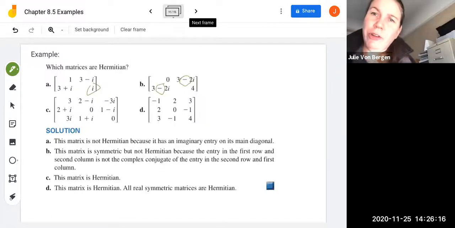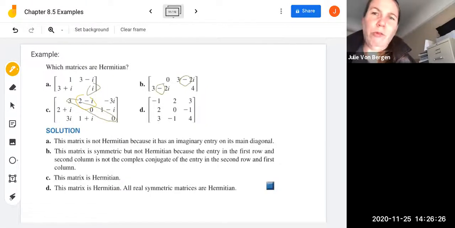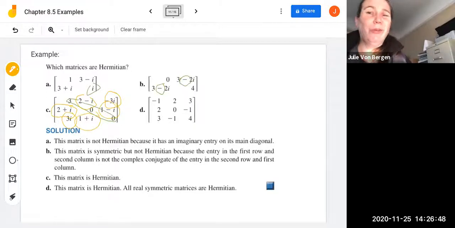Matrix C is Hermitian, so you can check on the diagonal, you've got all real values. And then if you check the reflections of each entry, 2 minus i in row 1, column 2 is the conjugate of 2 plus i in row 2, column 1. Negative 3i in row 1, column 3 is the conjugate of 3i in row 3, column 1. And then 1 minus i in row 2, column 3 is the conjugate of 1 plus i in row 3, column 2. Matrix D is also Hermitian.